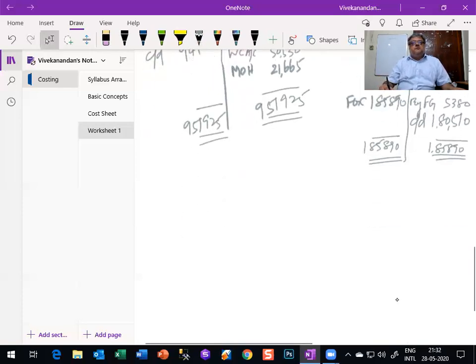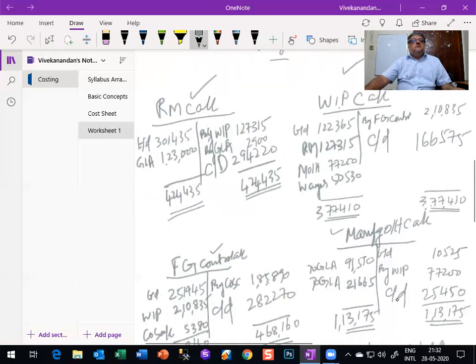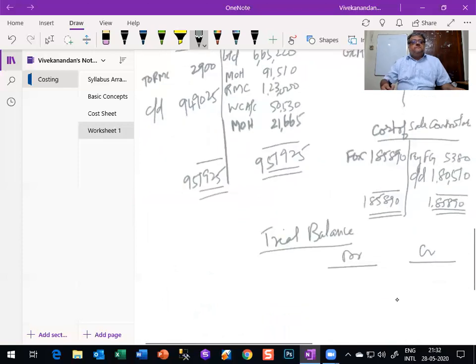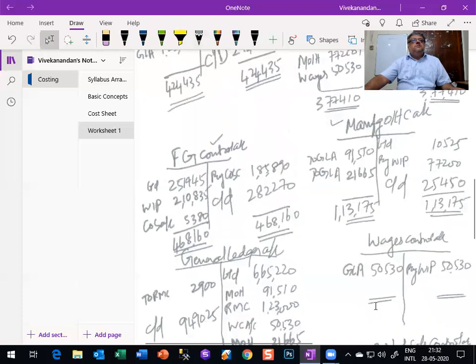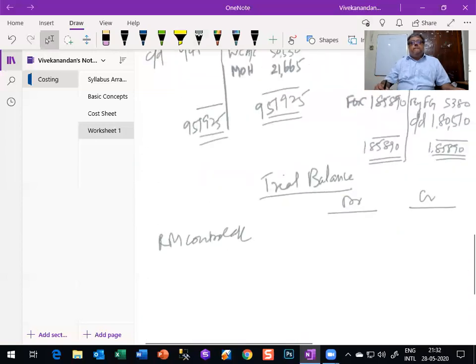So now let us put a trial balance. I put debit here, I put credit here. Let us start from the first one itself. Raw material control account. How much? 294,220.